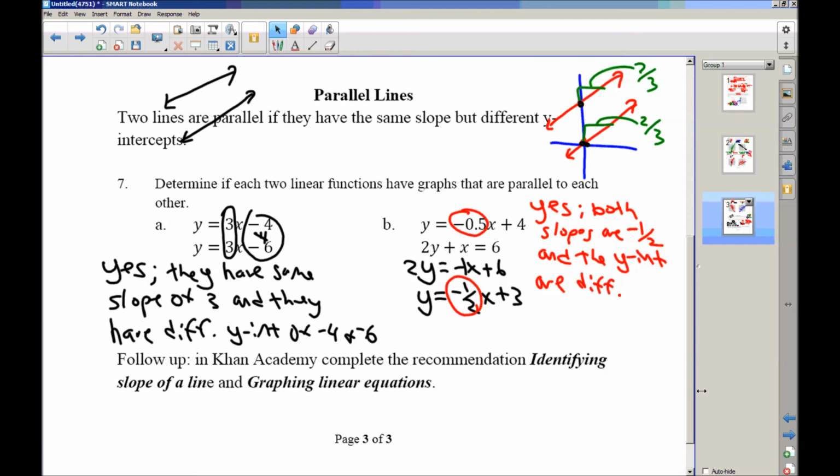Okay? All right, I'll see you in class next time. I really suggest that you get started on these two Khan Academy: identifying slope of a line, and graphing linear equations. Okay, the graphing linear equations will be just like what we did today, and identifying slope of the line is there's a line already there, and you figure out what the slope is.